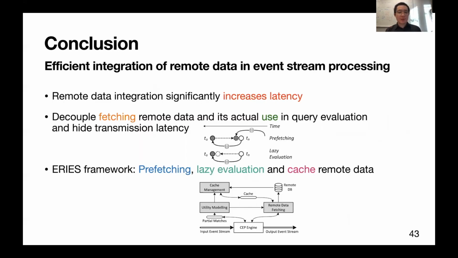In conclusion, remote data integration in event stream processing significantly increases processing latency. To overcome this issue, we decouple the fetching operation of the remote data and its actual use in query evaluation. Therefore, we can hide the transmission latency. To realize this idea, we propose the EIRES framework, which combines prefetching, lazy evaluation, and cache management of remote data.